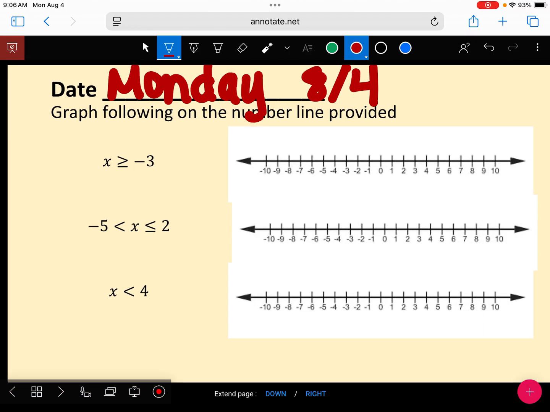So this says x is greater than -3. Would I use an open or a closed circle for this one? Closed. So let's put a closed circle on the -3. And it's greater than, so it goes this direction.